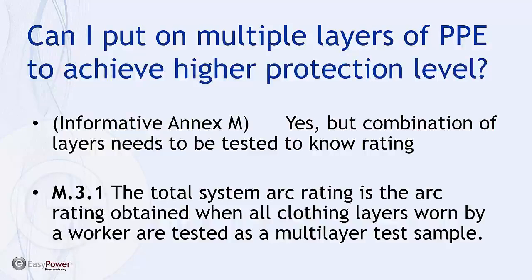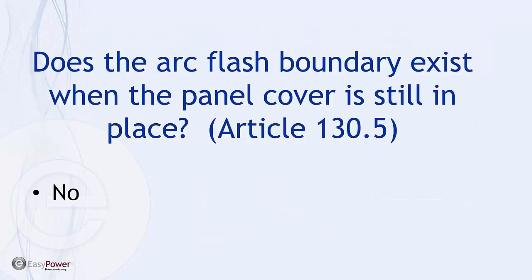M3.1, the total system arc rating is the arc rating obtained when all clothing layers worn by a worker are tested as a multi-layer test sample. Does the arc flash boundary exist when the panel cover is still in place? Again, Article 130.5: if the equipment's been properly installed, properly maintained, and all the covers and doors are closed and in place, then the arc flash boundary does not exist.